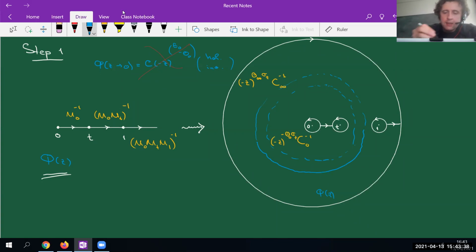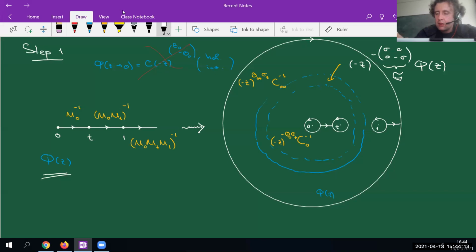Okay, so inside the annulus, the solution of my Riemann-Hilbert problem is going to be minus z to minus, well, let's call it sigma and minus sigma, some diagonal matrix, times phi of z, where this matrix here is nothing but the monodromy around a pair of points.